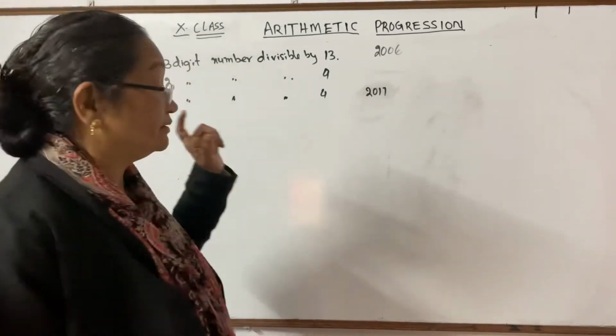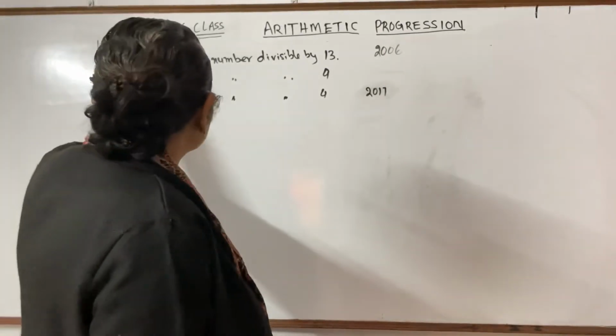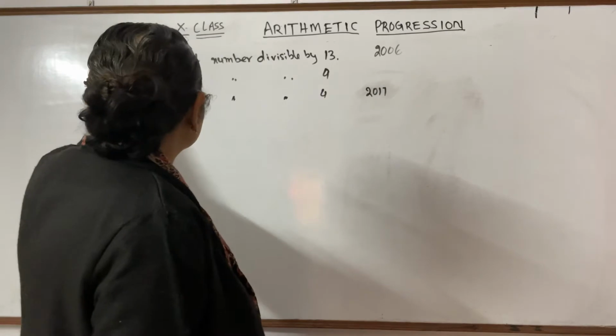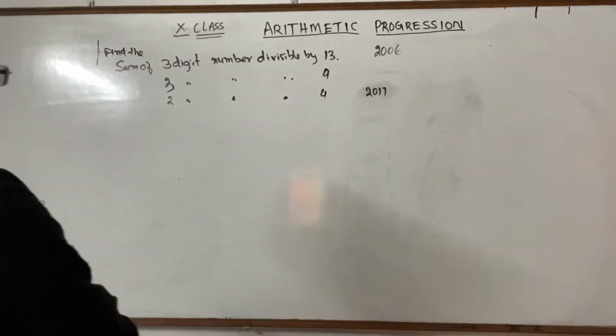So, multiples will also come, that I will also tell you. But this one, let's solve this sum. Find the sum of 3-digit numbers divisible by 13.